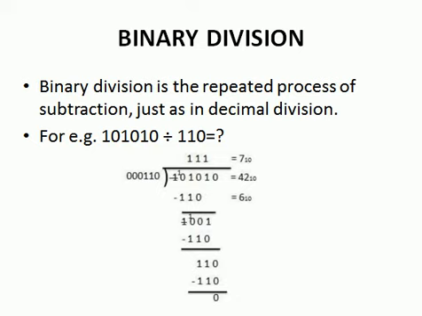The binary division. What is the binary division? Binary division is the process of dividing a number, subtracting the number. You can say it is a repeated process of subtraction. You have to just write the numbers, do the division, write the subtraction and then find the answer.